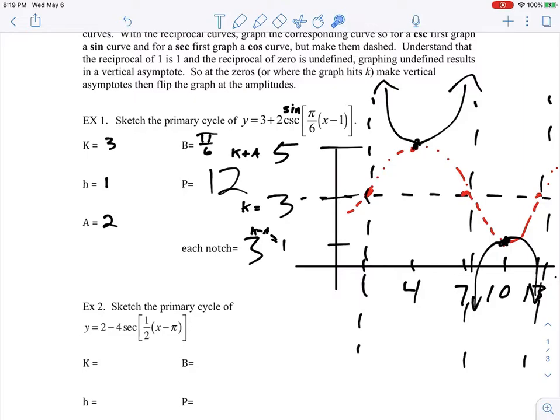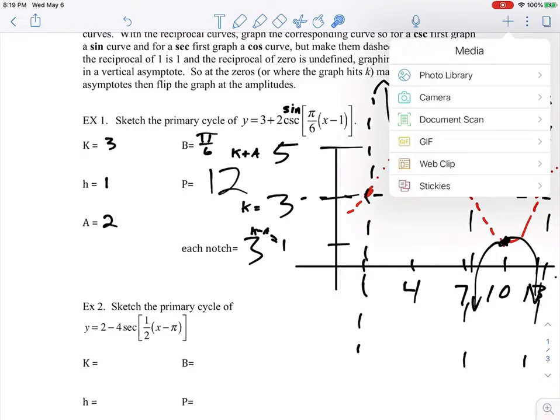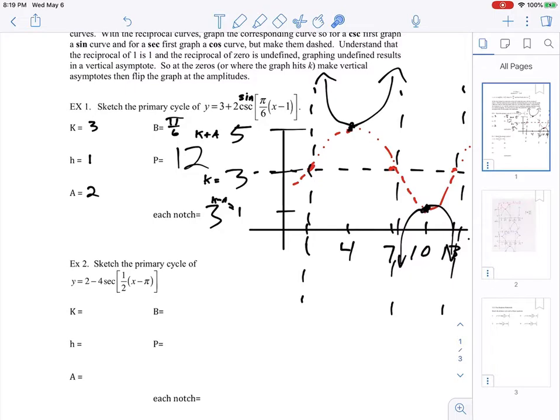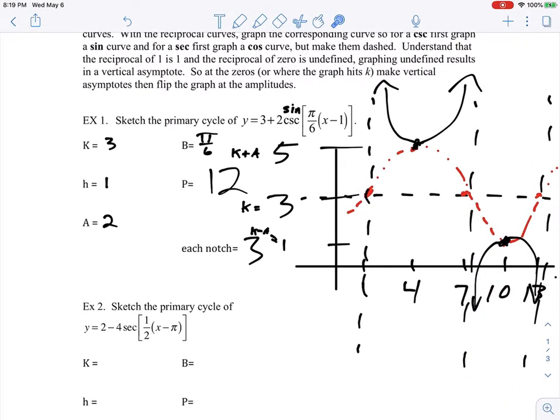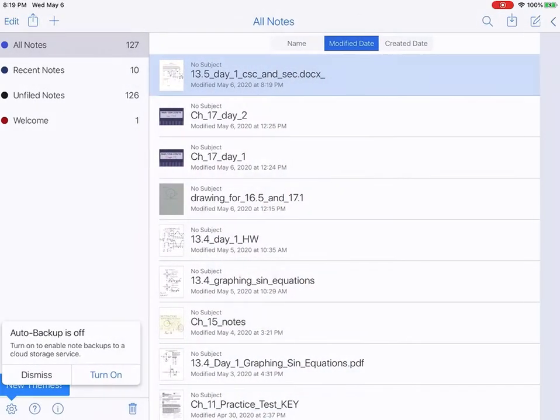Okay. I'm going to go like here. Oh, no, I want just a new page. Can I do that? There we go, new page.